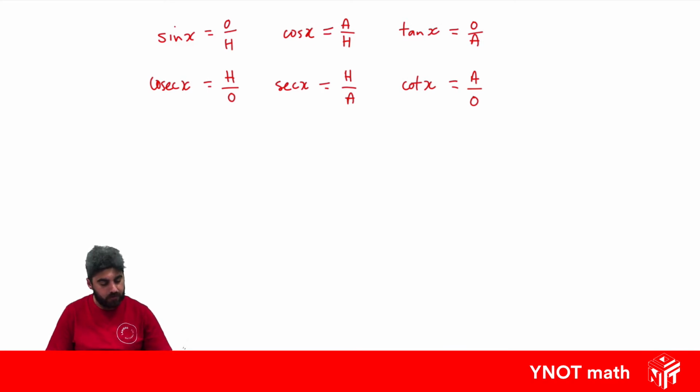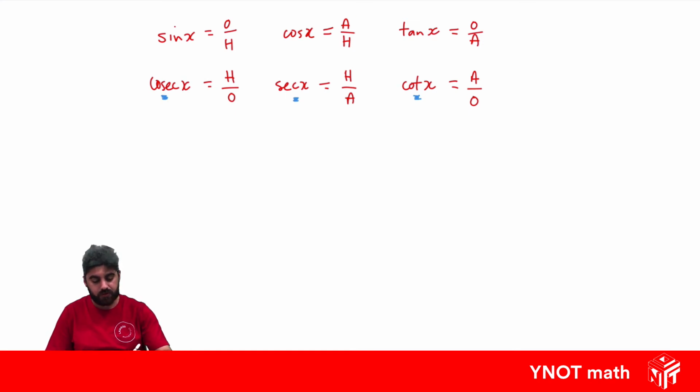And a good way to remember which one goes with which is looking at the third letter. So the third letter of cosec is S, the third letter of sec is C, and the third letter of cot is T. And you can see they're the ones that match with the ones above. So S goes for sine, C for cos, and T for tan.